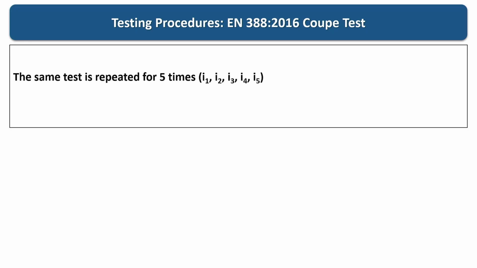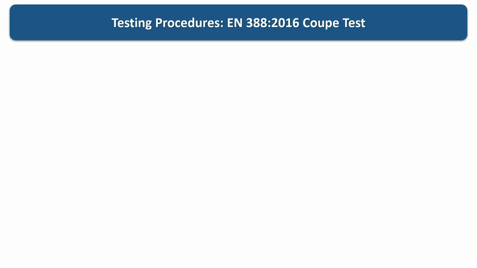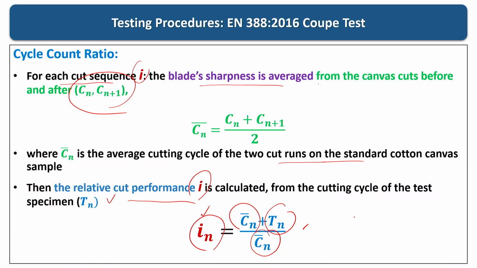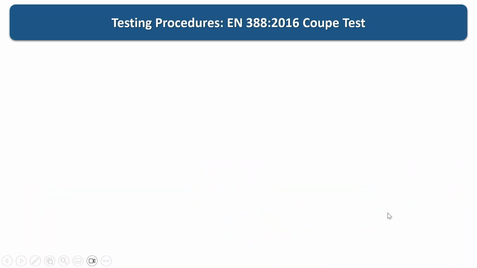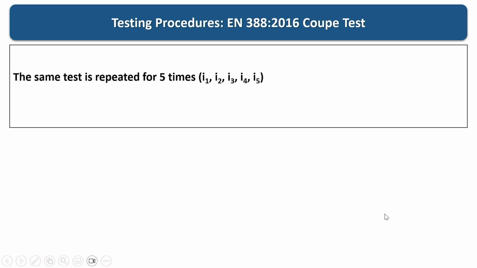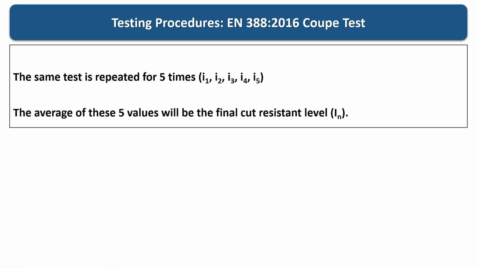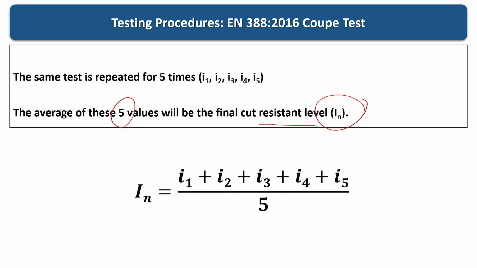Now, the same test is repeated 5 times for the same specimen, whatever we have calculated In. So, for 5 times we calculate I1, I2, I3, I4 and I5. The same thing is repeated 5 times, and then we average out these 5 tests to get the final cut resistance level as In. So, In is the final cut resistance level, the average of the 5 values. So, this is the cut resistance index we get.